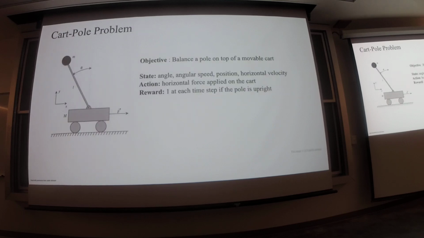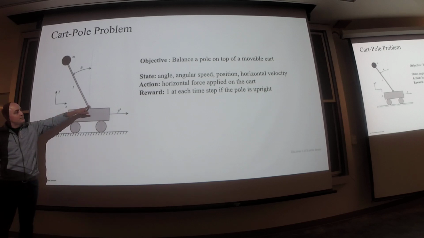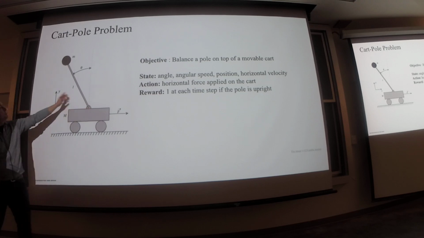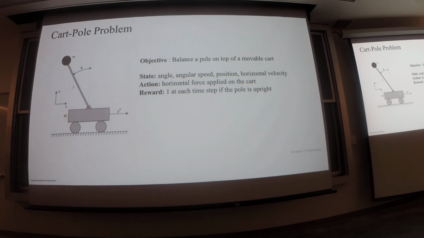So there's a whole bunch of problems that reinforcement learning is applied to, and this is one of the canonical ones. It's the cart-pole or inverted pendulum problem. The idea is you're trying to balance this pole on top of a cart that moves. There's some point at which the pendulum is attached, so it can rotate on that, and the laws of physics apply here.